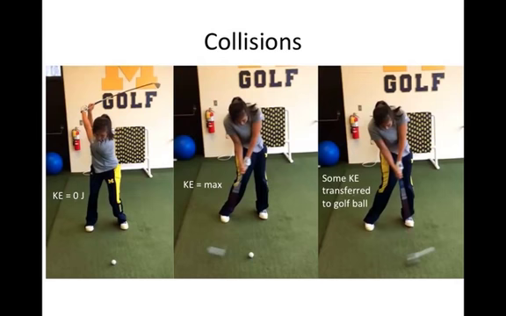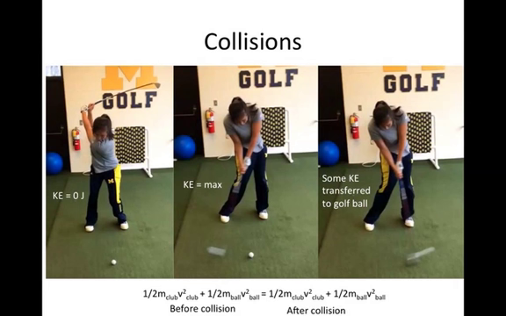An elastic collision is a collision in which the kinetic energy is conserved using the equation 1/2 times the mass of the club times the velocity squared of the club plus 1/2 of the mass of the ball times the velocity squared of the ball equals 1/2 times the mass of the club times the velocity squared of the club plus 1/2 times the mass of the ball times the velocity squared of the ball, where the right side of the equation is prior to the collision and the left side of the equation is after the collision.